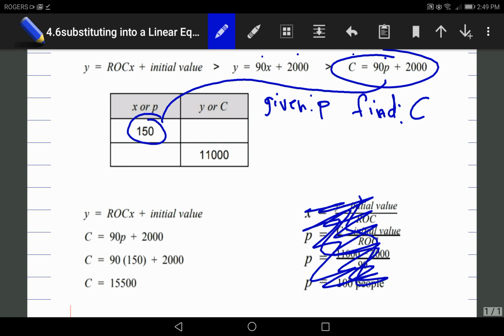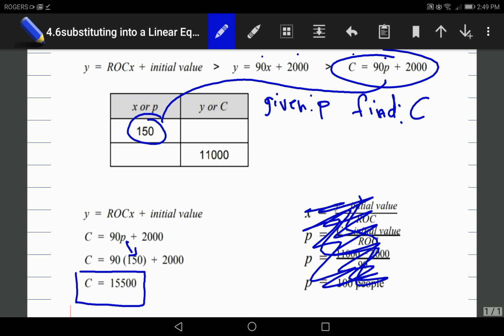Okay, let's look at here. So we have P. I replaced it with 150, which was the 150 that's in the table. Remember, follow BEDMAS, 90 times 150 plus 2,000. That's your cost if 150 people came to the wedding. Okay, that is your cost.